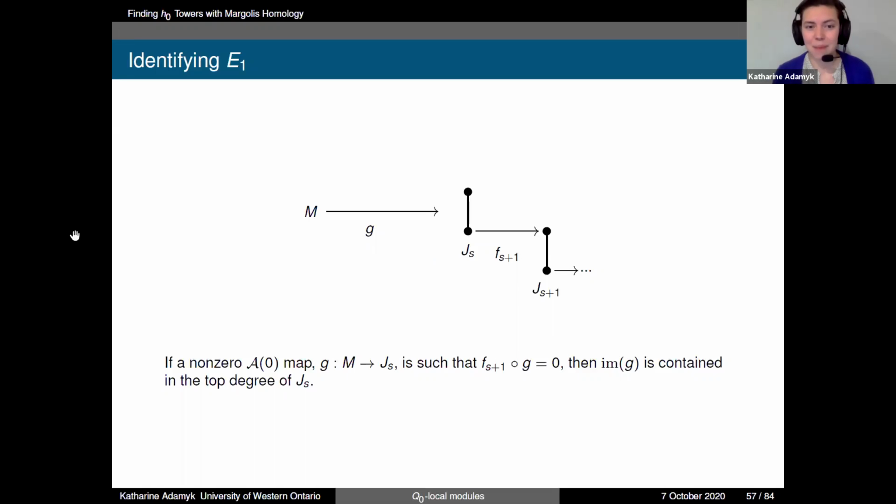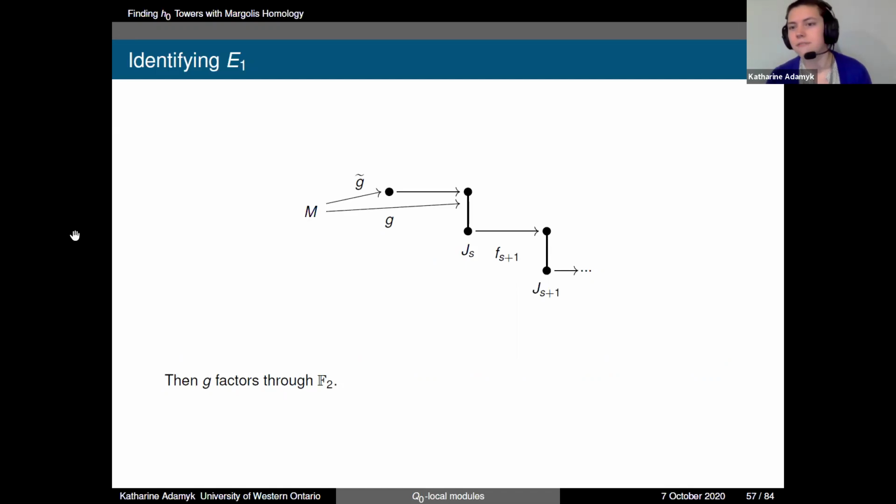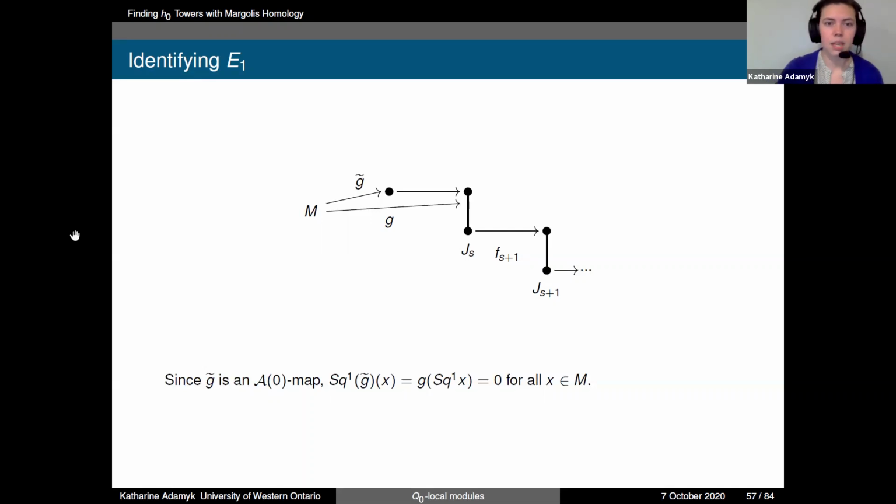But let's say I have some map in this kernel. So I've got an A0 map, M, into J s. And when I compose with F s plus 1, I get 0. Well, that means the image of g is contained in the top degree of J s. You can see in our picture here. So that map has to factor through F2. So I had this A naught map into J s. Now I'm going to get an F2 map out of that into F2. This is an A naught map. So Sq1 on this is going to be 0 for all x and m, because I'm factoring through F2 where the Sq1 action is trivial.